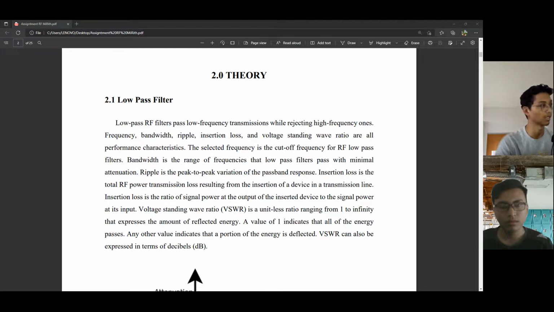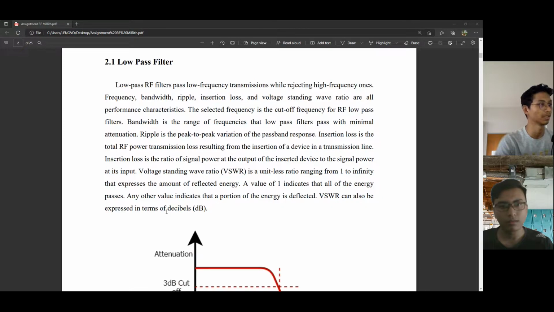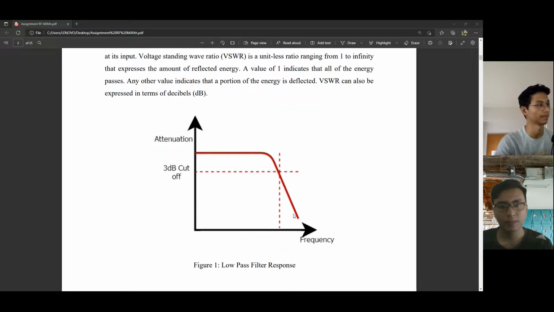Insertion loss is the total RF power transmission loss resulting from the insertion of a device in a transmission line. Insertion loss is the ratio of signal power at the output of the inserted device to the signal power at its input. VSWR is a unitless ratio ranging from 1 to infinity that expresses the amount of reflected energy. A value of 1 indicates that all of the energy passes. Any other value indicates that a portion of the energy is reflected. VSWR can also be expressed in terms of decibels.